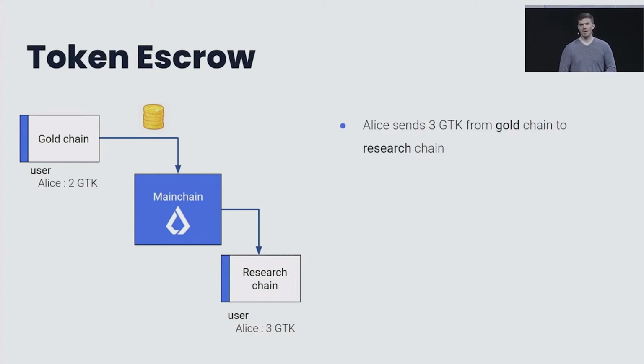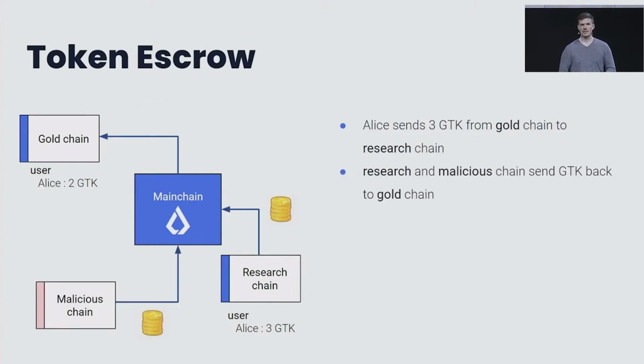fairly natural to do. The problem, if you do this, is that in an ecosystem of blockchains, we could have one malicious blockchain connecting to the ecosystem and trying to generate fake gold tokens to send back to the gold chain, and then fool everybody into thinking there are more gold tokens than what actually exists. And if we don't have any additional information, then the gold tokens coming from the malicious chain or from the research chain are very difficult to distinguish.